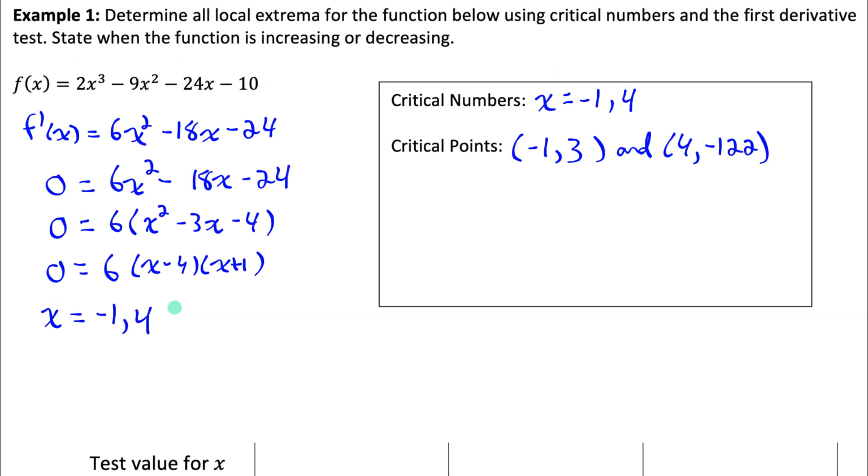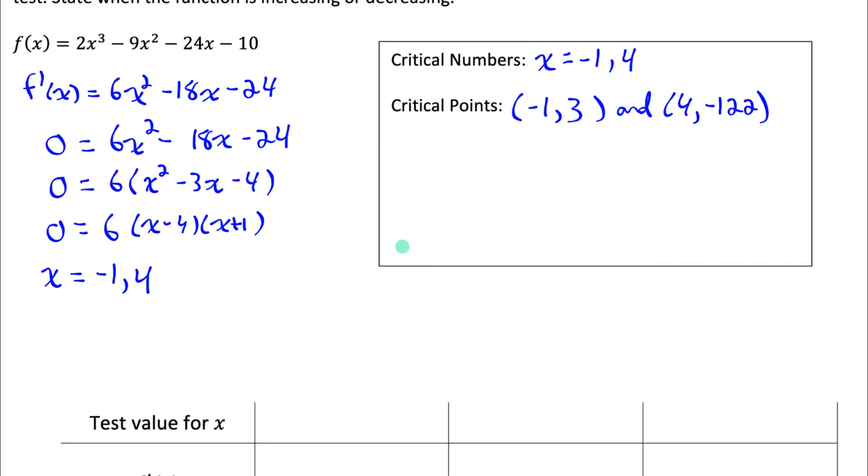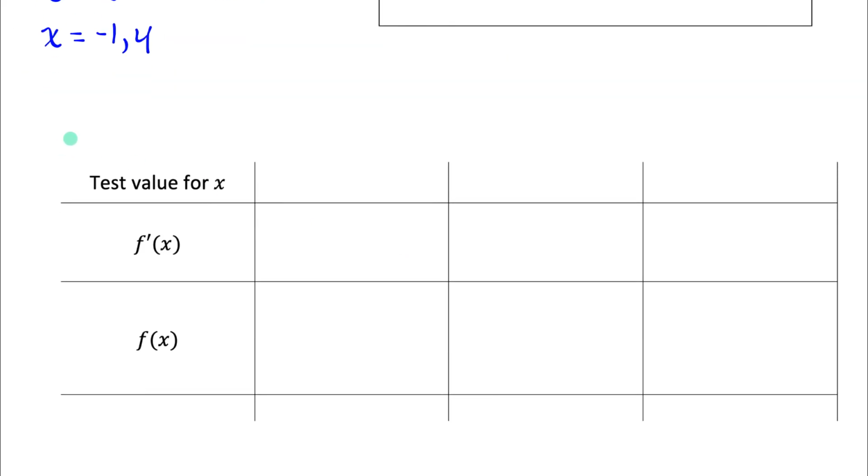Now let's do the first derivative test. The first derivative test is going to tell us whether these critical points are local max, min, or neither. Now we already saw the graph, so we know what they are, but how could we tell using the first derivative test? So this table is what we're going to use for the first derivative test.